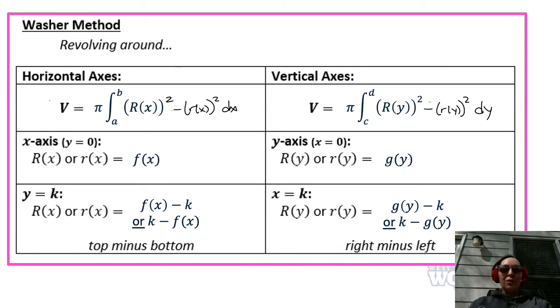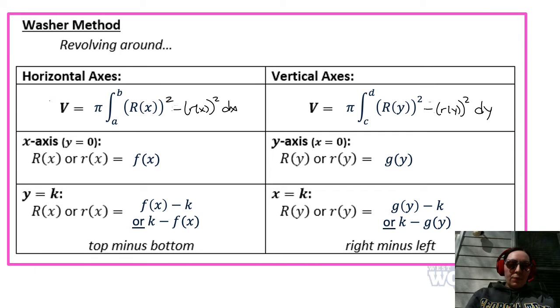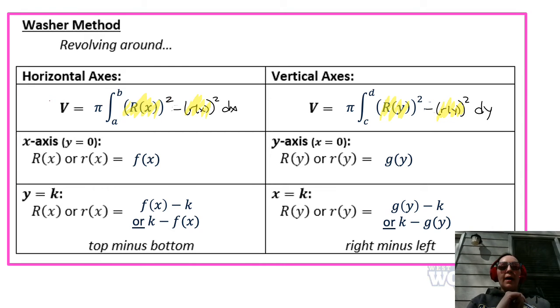All right. So to kind of summarize what we were looking at yesterday with the washer method, we have two radii now, right? Big R squared minus little r squared. And yesterday we were looking at revolving those regions with the outer radius and the inner radius around the x-axis and the y-axis. So we're going to look at constants today like y equals 1 or x equals 1 as opposed to just y equals 0, x equals 0.